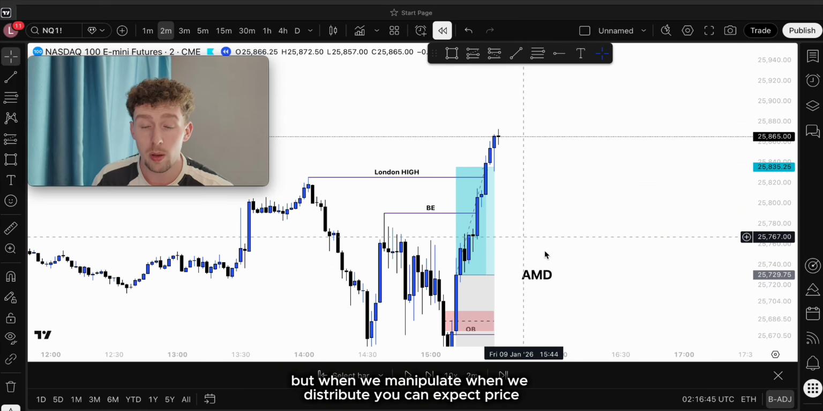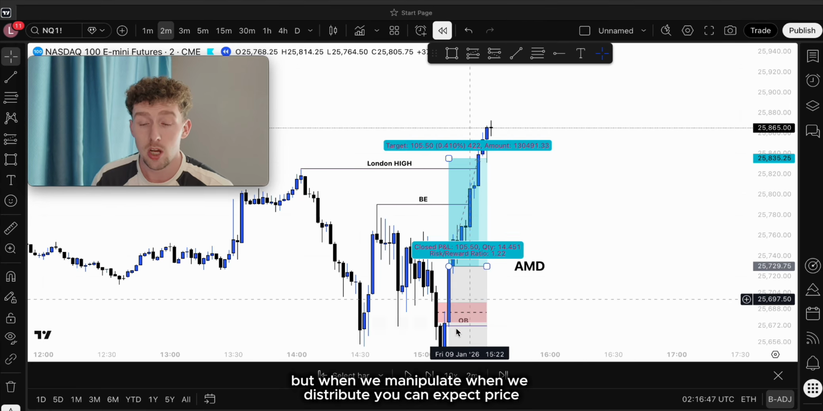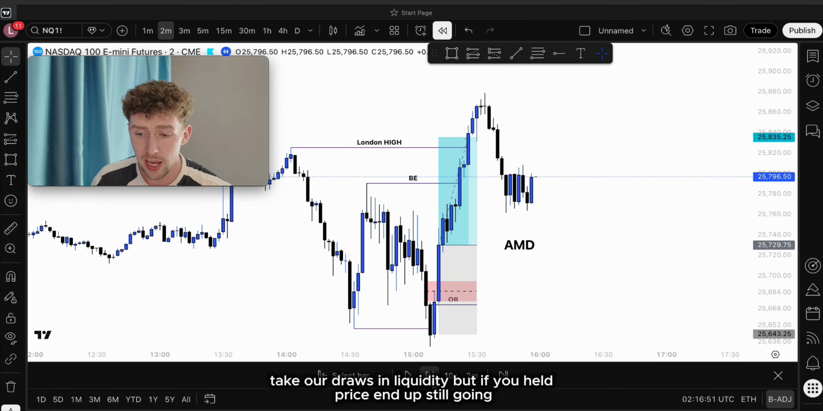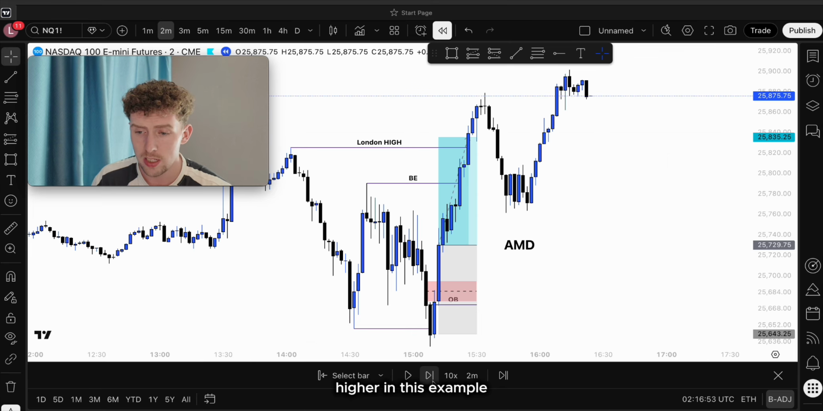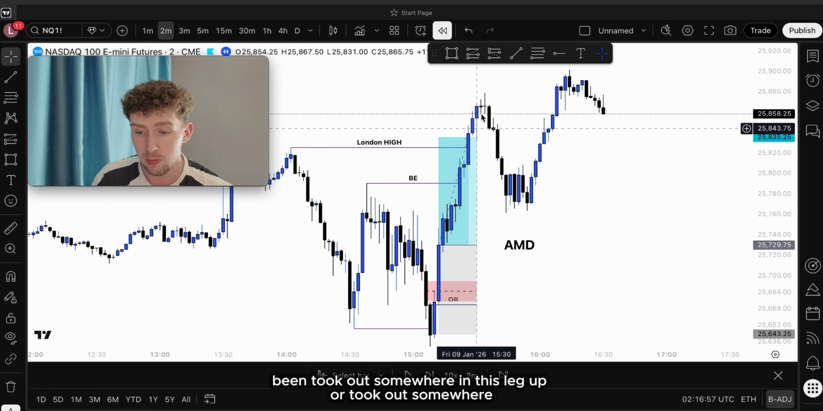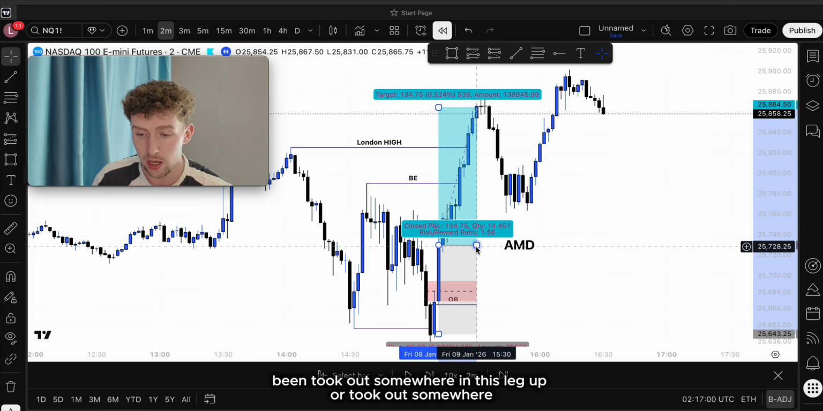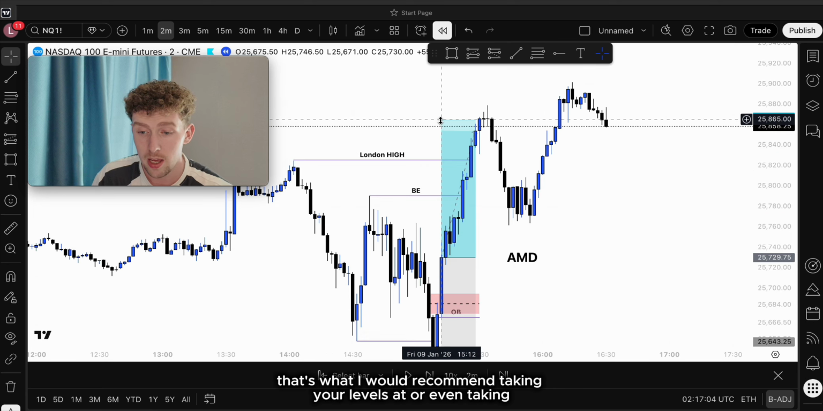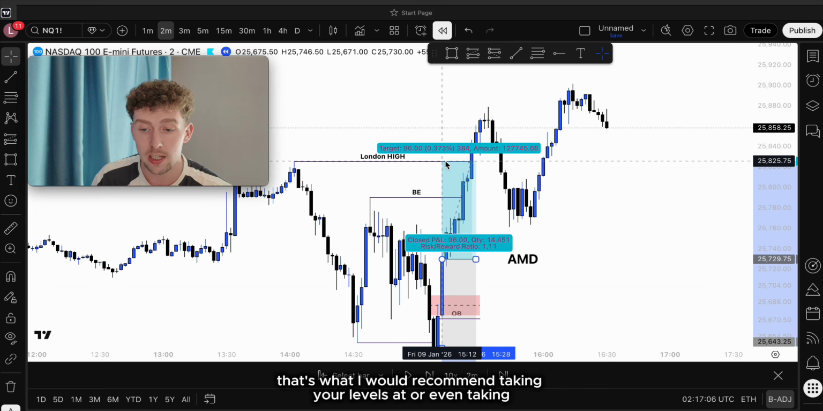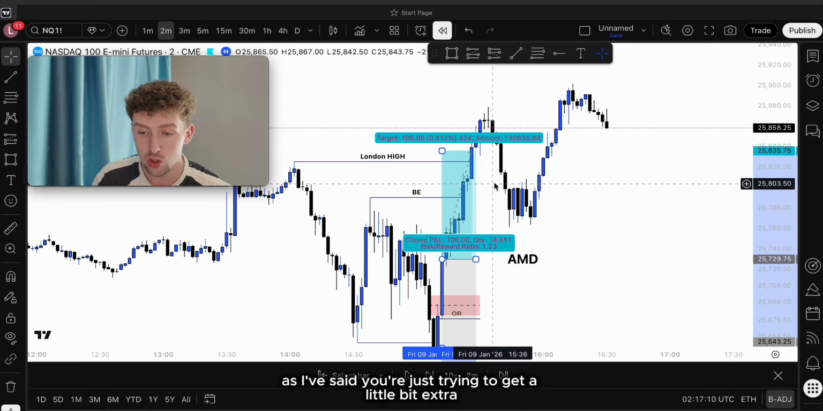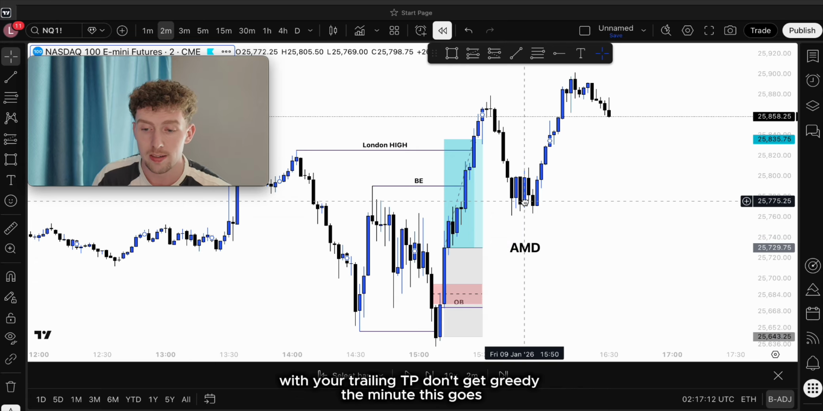But when we distribute, you can expect price to push higher. And in this example, we obviously take our draws on liquidity. But if you held, price ended up still going higher in this example. So you maybe could have got more depending on the day. I would have definitely been taken out somewhere in this leg up, or taken out somewhere trailing over here at the latest. That's what I would recommend taking your levels at, or even taking your TP at London high because it's the draw on liquidity. As I've said, you're just trying to get a little bit extra with your trailing TP.